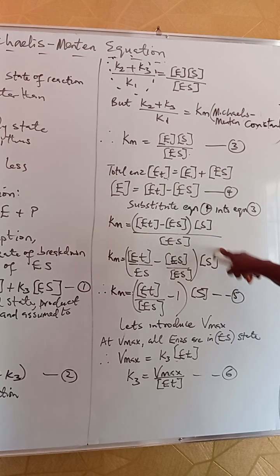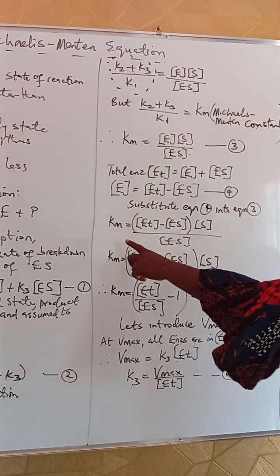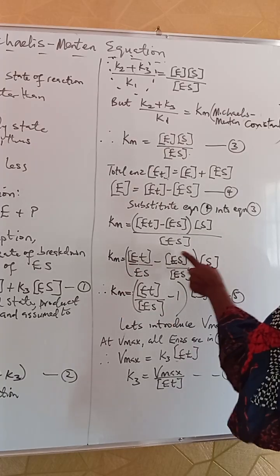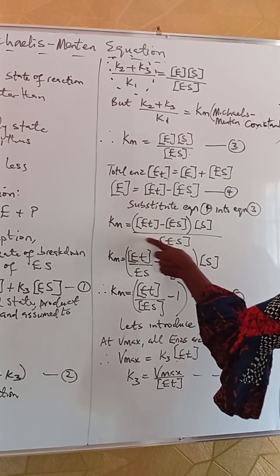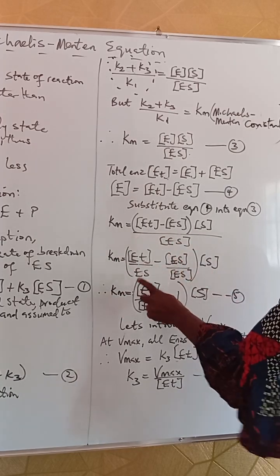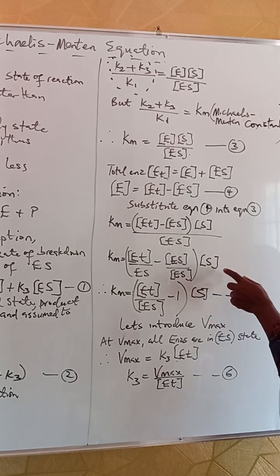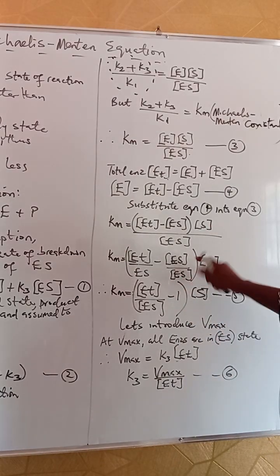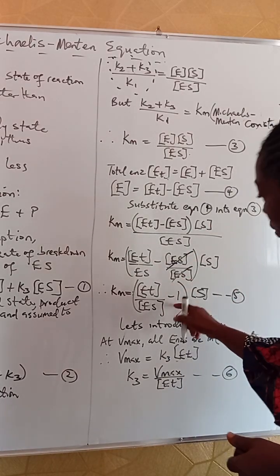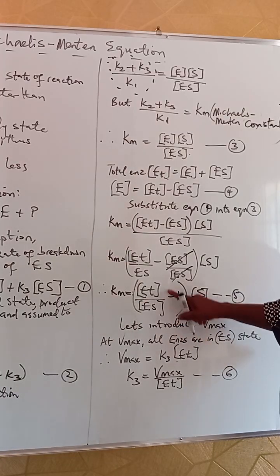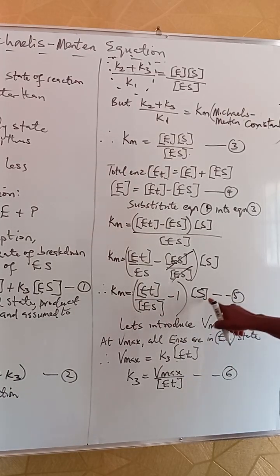And remember, this is Km here, Km here. So Km, if ES divides everything here, ES divides this, ES divides this. The S is still out there. And because this cancels this out, it is equal to 1. So Km is ET over ES minus 1, in brackets, times substrate concentration, equation 5.